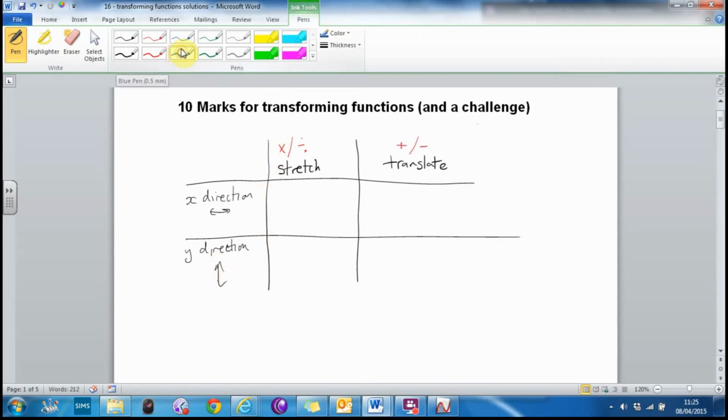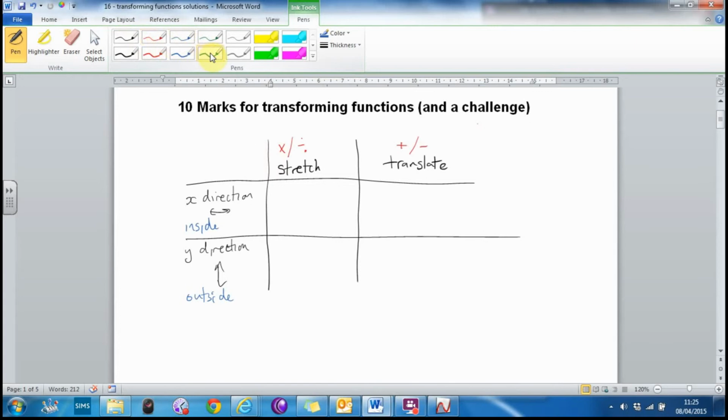Now, you can distinguish them. X direction things happen inside brackets, and y direction things happen outside. So, there's basically four things to learn.